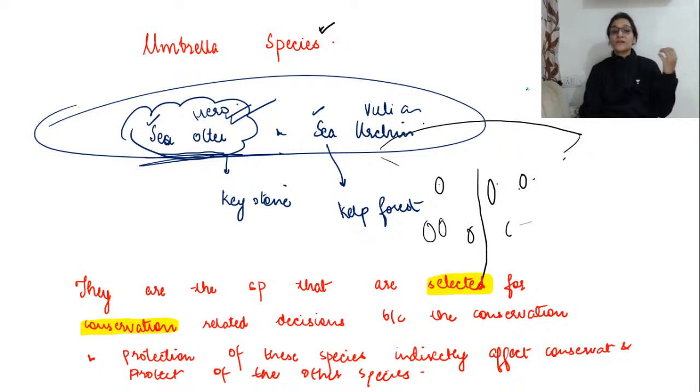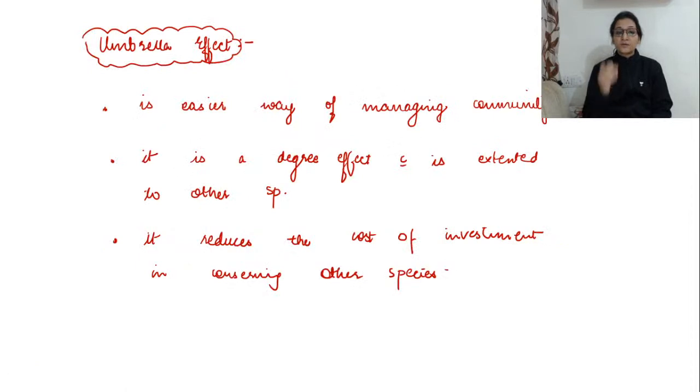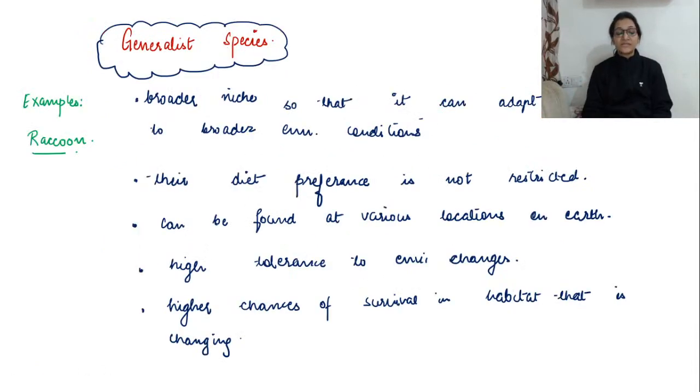Umbrella species are actually for conserving. If we conserve umbrella species, we are able to conserve a lot of species which are actually dependent on them, or they are getting the protection from umbrella species. So using umbrella species is a simpler, easier, cost-effective way to conserve the species which are actually on the verge of extinction.